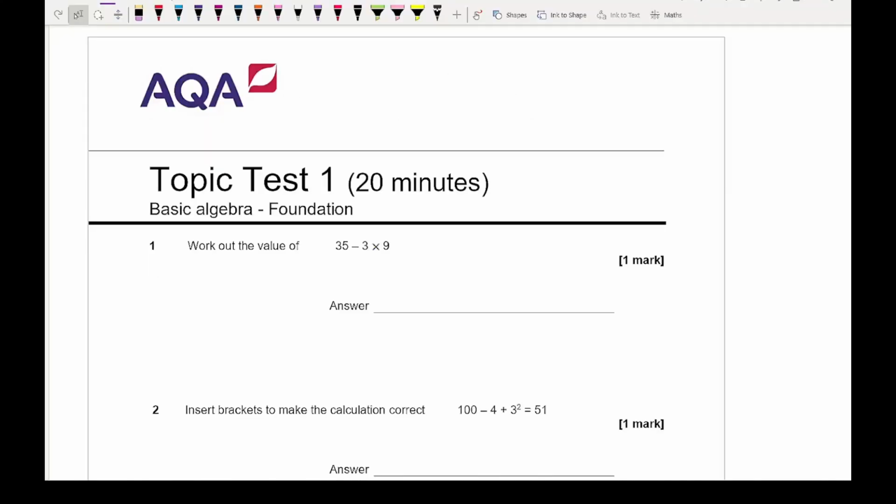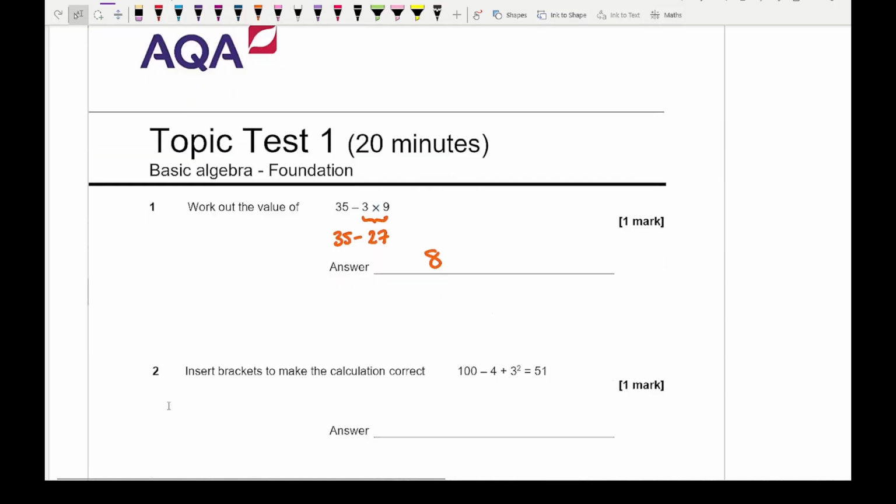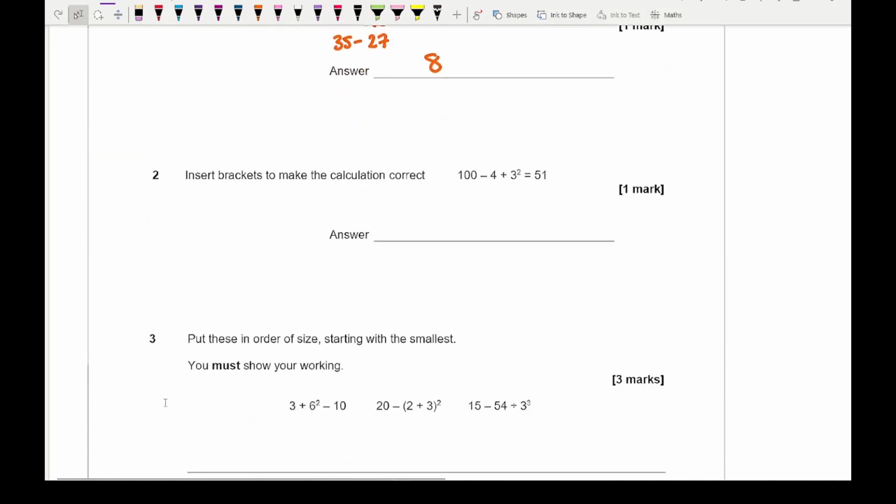So looking at question 1, it says work out the value of 35 minus 3 times 9. So this is a BIDMAS question, so with BIDMAS we need to do the multiplication first. So 3 times 9 is 27, so we're going to do 35 minus 27, which gives us an answer of 8.